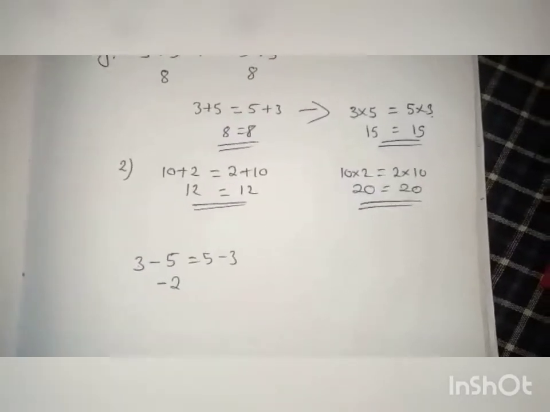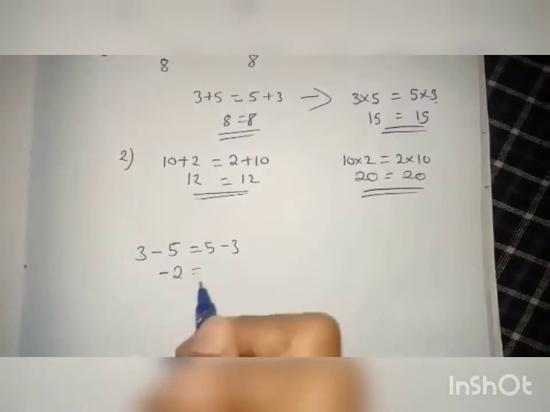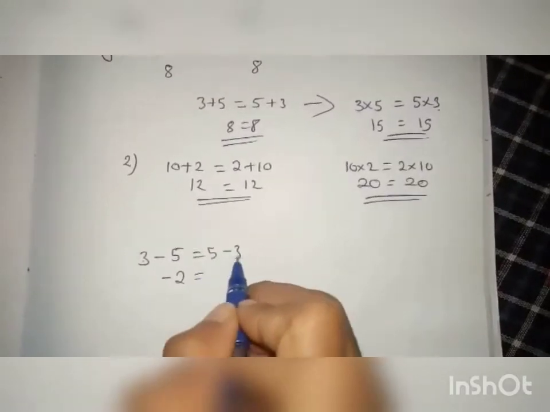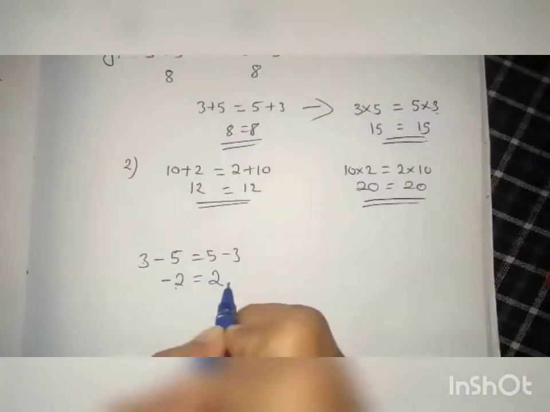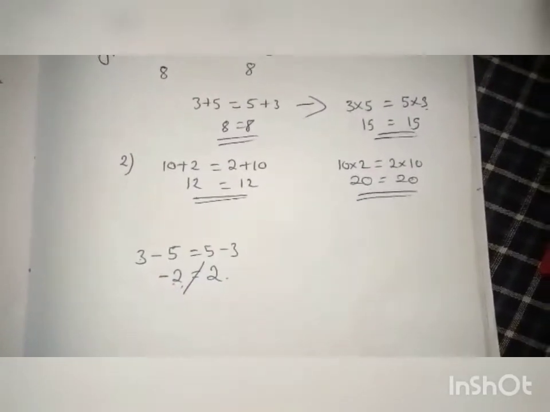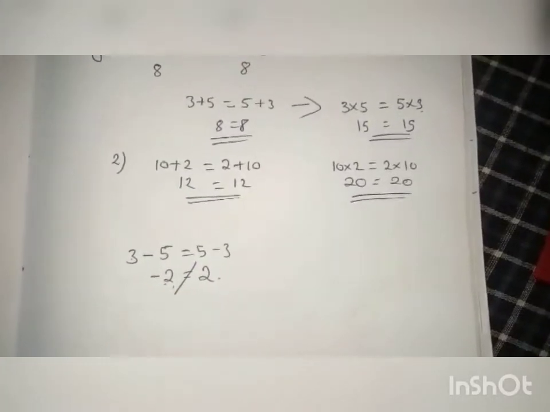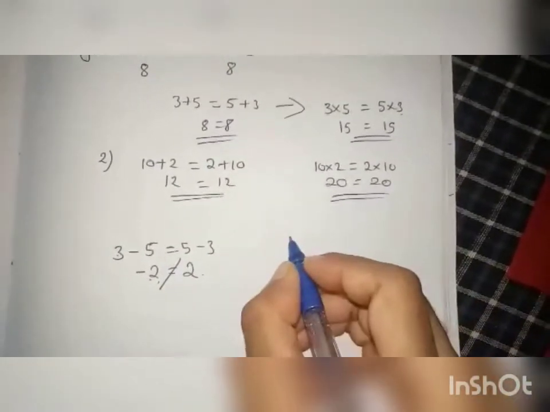This you will be studying in your further class. This is called integers. Negative numbers are there. So 5 minus 3 is what? 5 minus 3 is 2. So 2 and minus 2 are not equal. So the commutative property does not hold for subtraction. Same way for division also.